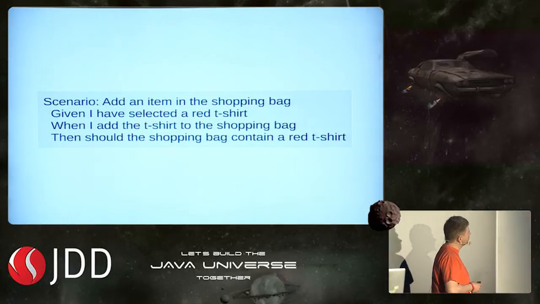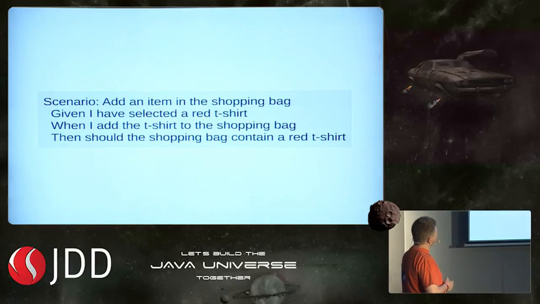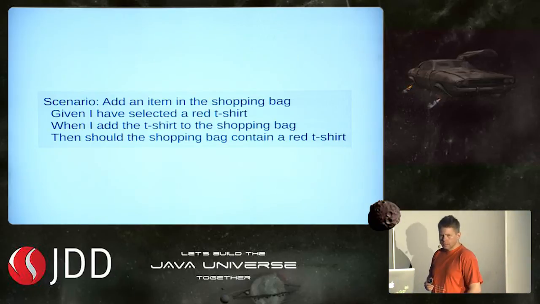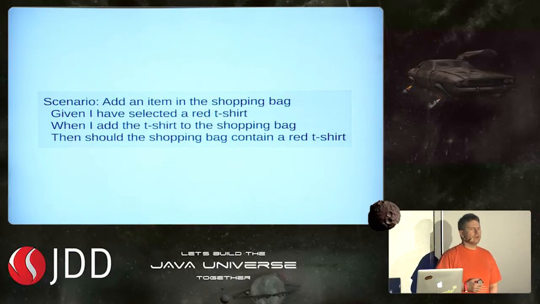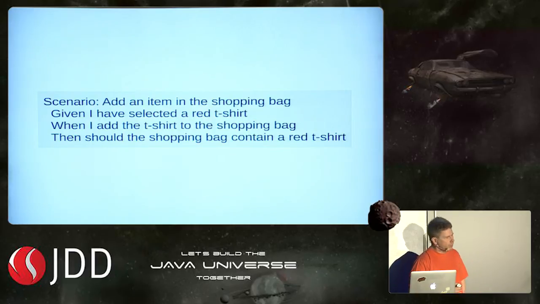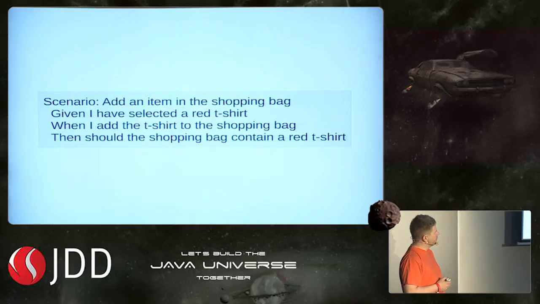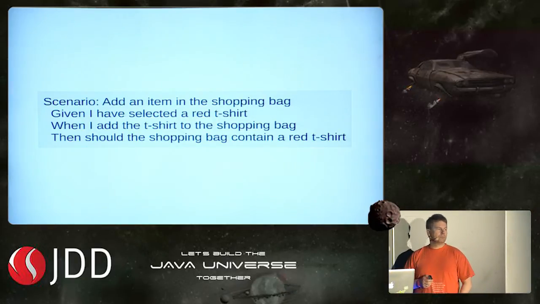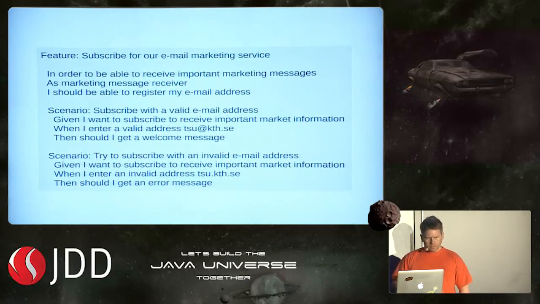This is another example. We have some kind of shopping system. And if you select something and then add it to a shopping cart, then you should be able to verify that it actually exists in the shopping cart. Very easy to understand, hopefully not that hard to implement, but very easy to discuss. If we add something to a shopping bag and it's not there, well, is that a bug or a feature? That's probably a bug.